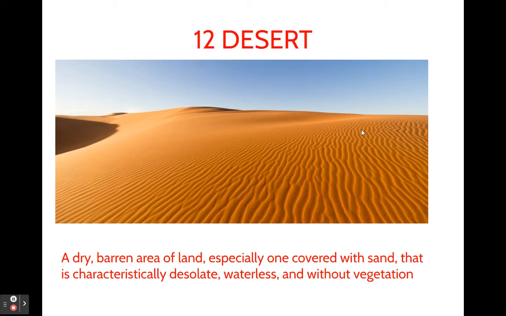A way to remember a desert has one S and dessert has two S's, because you'd probably want two desserts, right? But you wouldn't want two deserts. So that's an easy way to remember how to spell it.